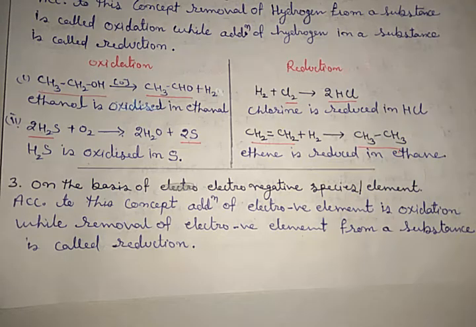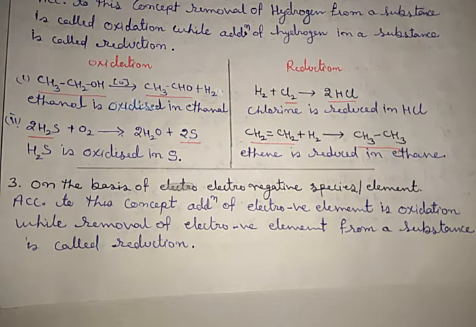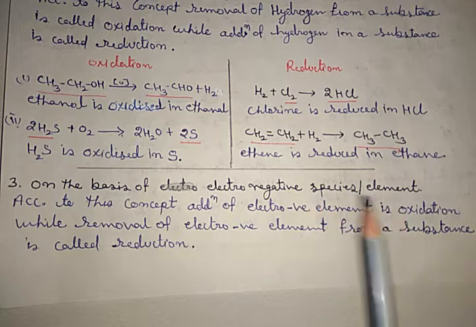Now according to this concept, addition of electronegative elements is oxidation, while the removal of electronegative element from a substance is called reduction. The addition of an electronegative element, like the addition of oxygen, is known as oxidation, while the removal of an electronegative species from its component, species or element, is known as reduction.